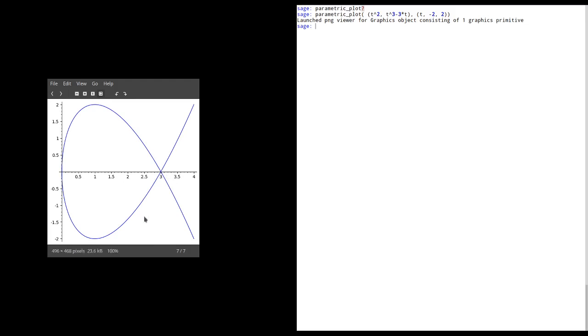Let's see if I can copy. Oh yeah, here it is. So indeed we have two tangents, and so we have one tangent with evidently a negative slope and another tangent with a positive slope. So I'm going to now put this graph in my document.